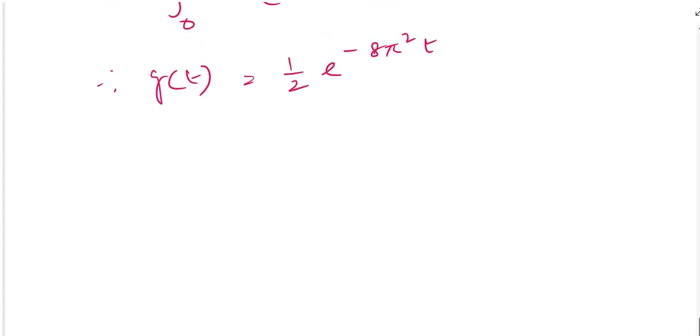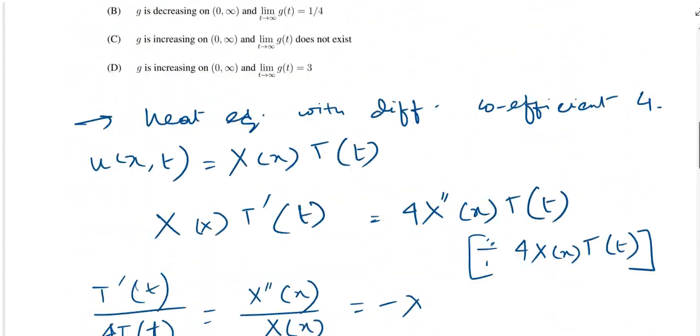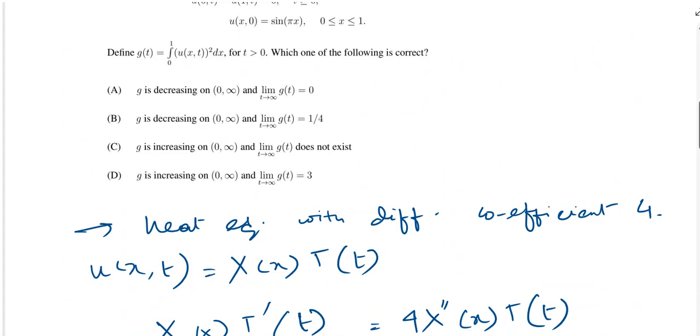And so what is the conclusion here? The conclusion is g of t equals half e to the power minus 8 pi square t, which is a monotonically decreasing function on 0 to infinity and approaches 0 as t goes to infinity. Okay, so the correct option is: g is decreasing on 0 to infinity and the limit as t tends to infinity of g of t equals 0. So option A is the correct answer here.